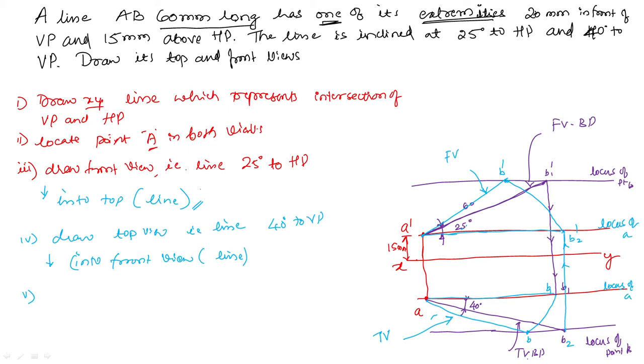Now I have drawn the front view, 25 degrees to HP. You have converted its top view into a line, making the line parallel to HP. Then you have drawn the top view, that is, the line at 40 degrees to VP. Into front view, that is making the line parallel to VP.